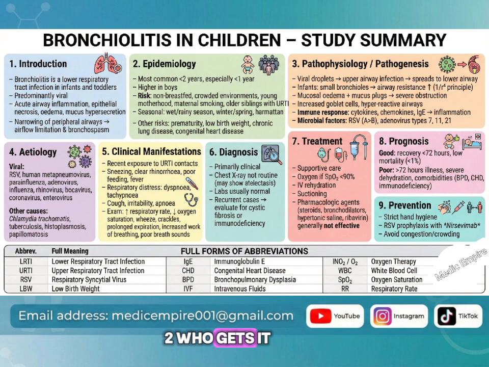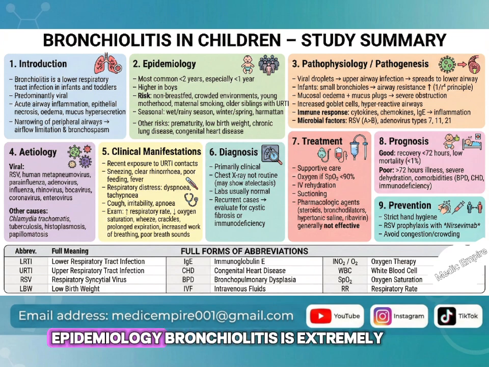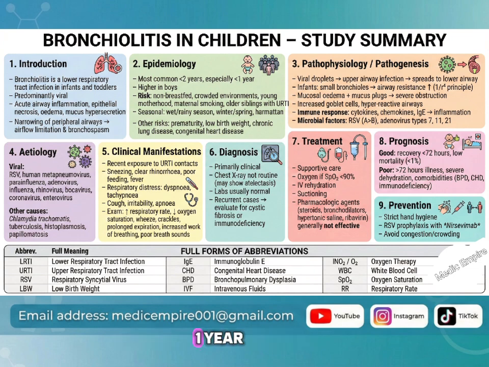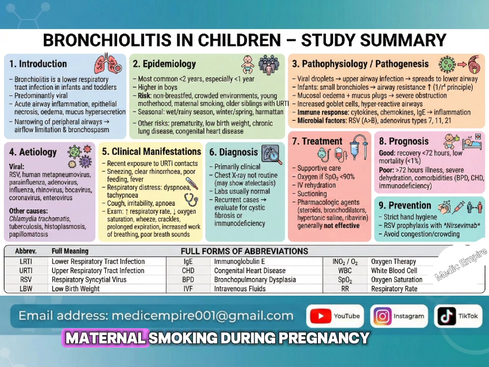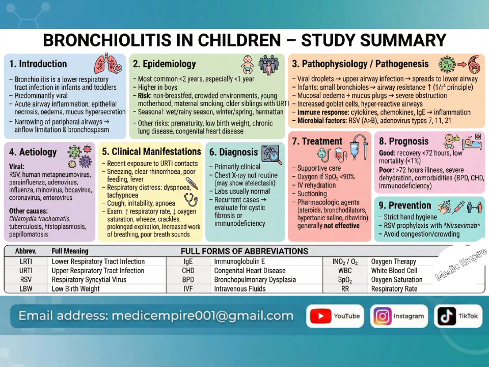2. Who gets it, and why? Epidemiology. Bronchiolitis is extremely common in babies below 1 year, and occurs 1.5 to 2 times more often in boys. Risk factors include not being breastfed, crowded living conditions or daycare exposure, maternal smoking during pregnancy, older siblings with respiratory infections, prematurity and low birth weight, pre-existing lung or heart diseases.